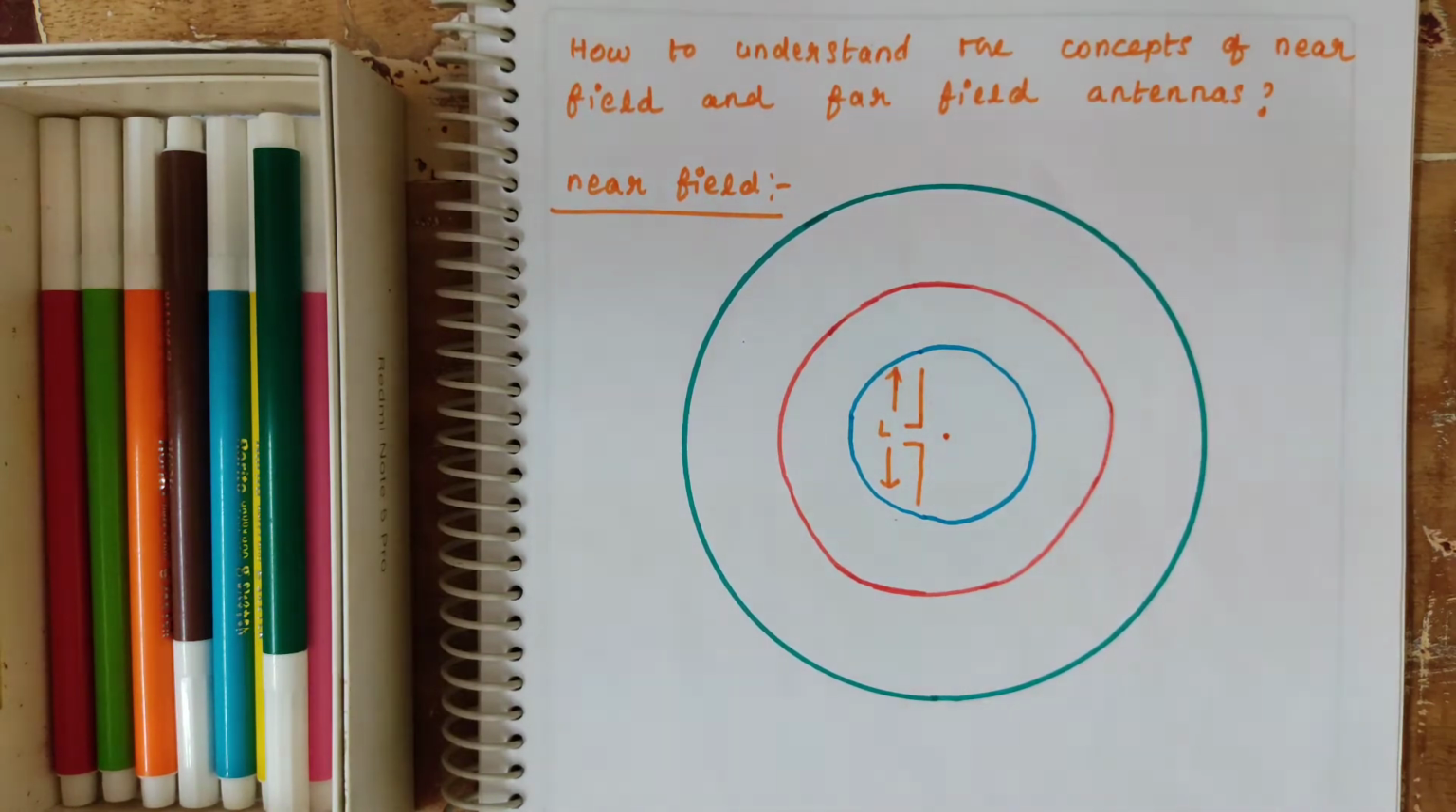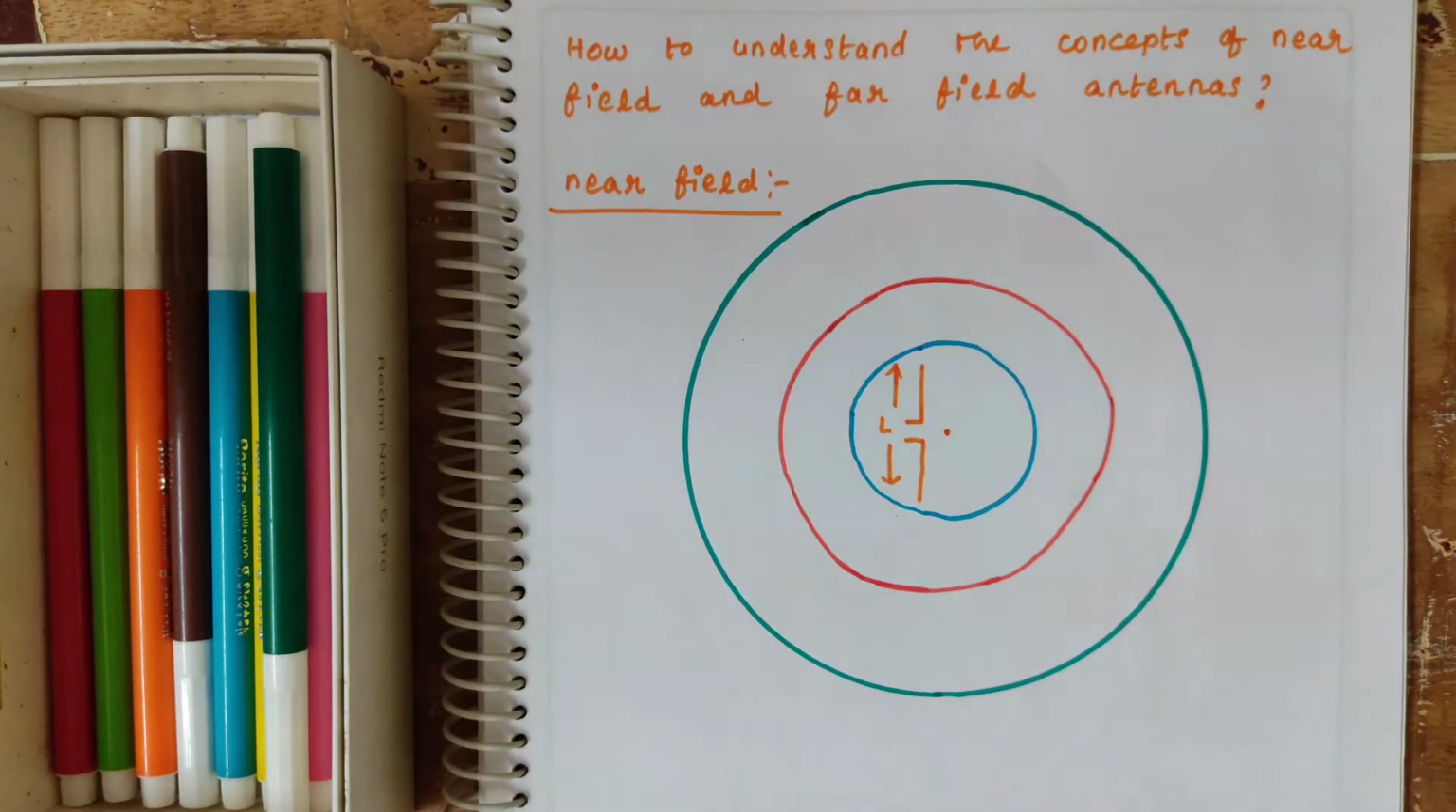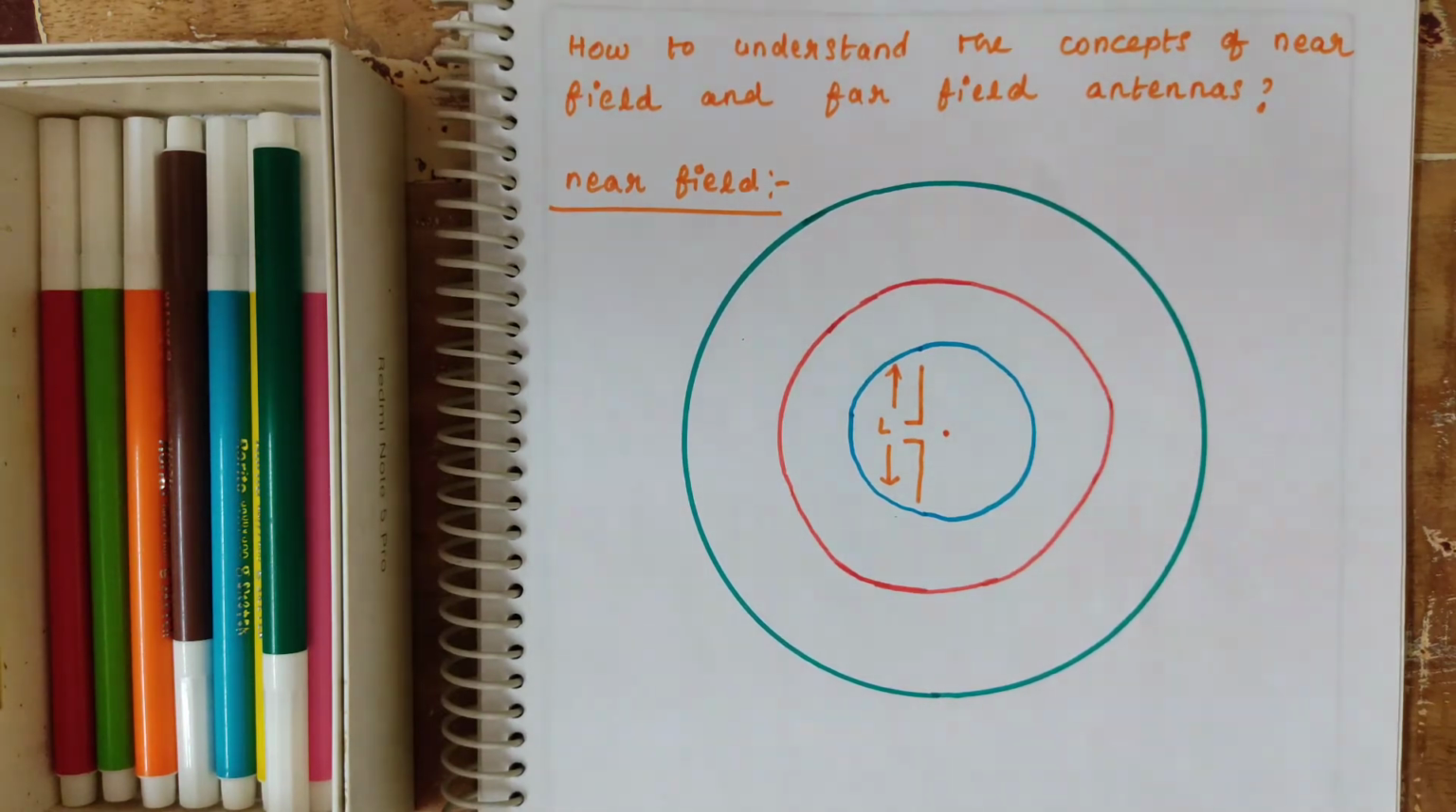Next, we have to see what is field pattern. The field distribution quantified in terms of field intensity is referred to as field pattern. That means the radiated power from the antenna, when plotted, is expressed in terms of electric field, which is E, and hence it is known as field pattern. If it is quantified in terms of power in watts, then it is known as power pattern.